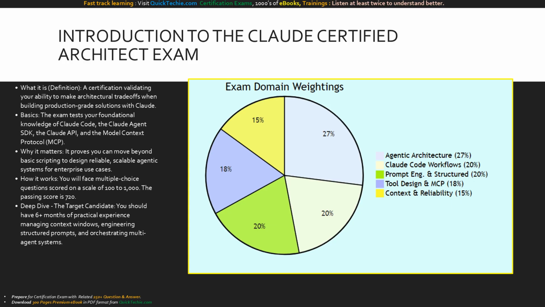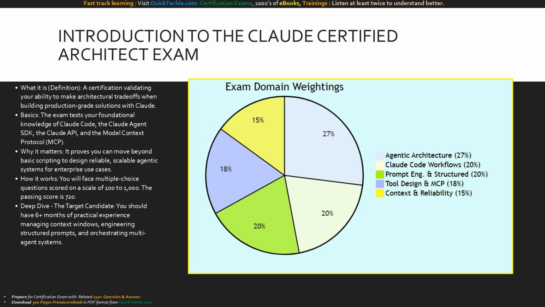Ideally, you bring about 6 months of hands-on experience, deeply understanding how to navigate context windows, prevent hallucinations, and orchestrate complex agentic loops. We will be covering exactly what you need to know to succeed. Let's turn our attention to the visual breakdown of the exam domains.